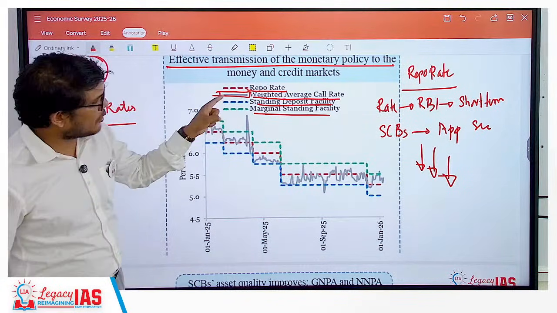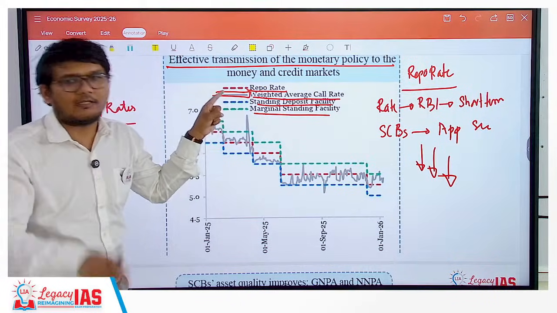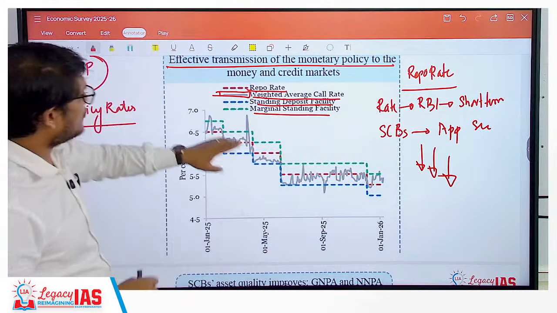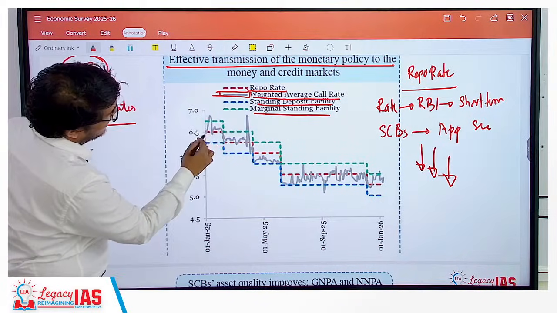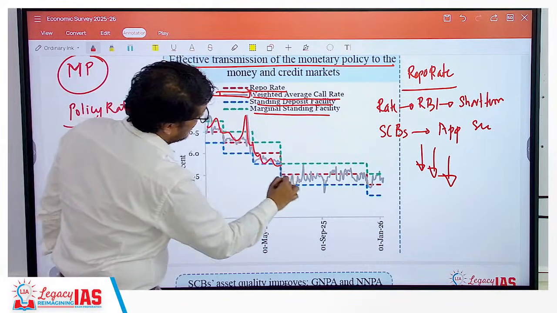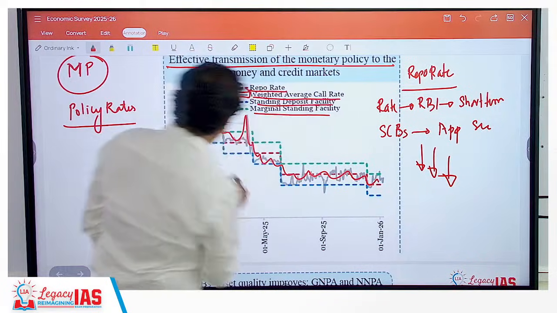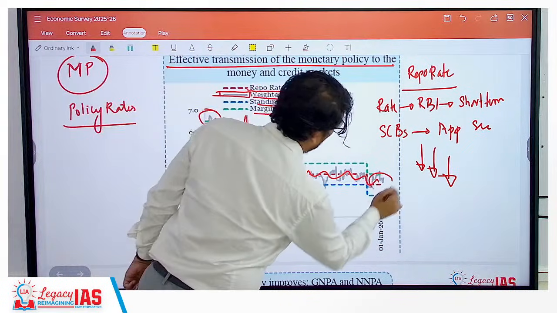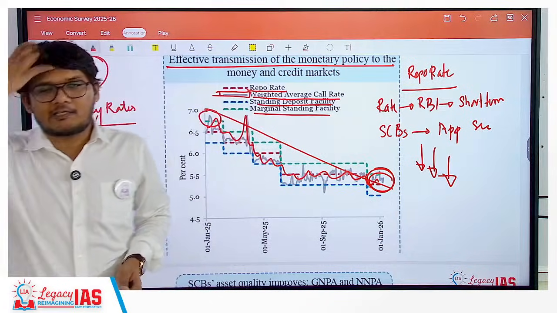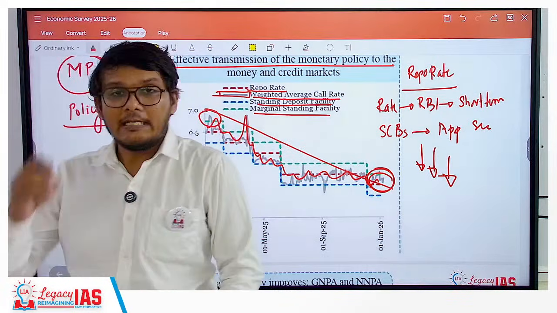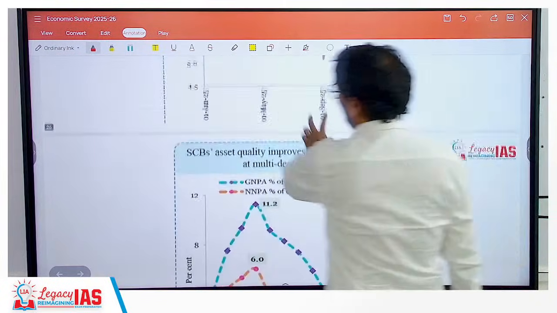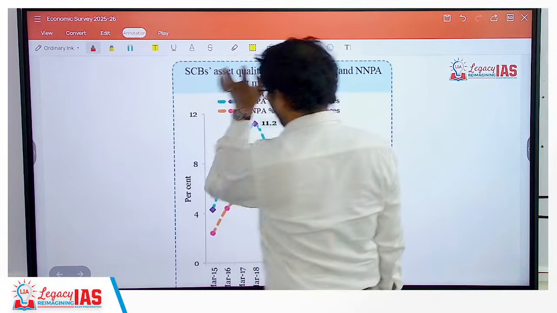If this line also goes down, that means yes, the banks are transferring the benefits to the customers. And as you can see, this gray line also, of course it's fluctuating, but it is continually going down. From this level, it has reached to this level. So you can see that there is a decline in this particular rate as well. This is what is happening. The banks are transferring the benefits to the customers, which is a good thing.